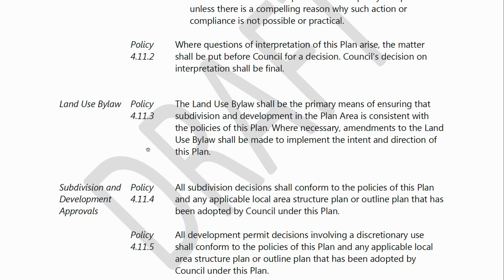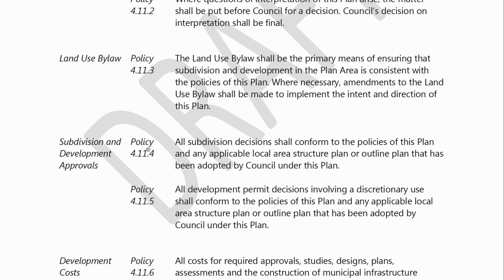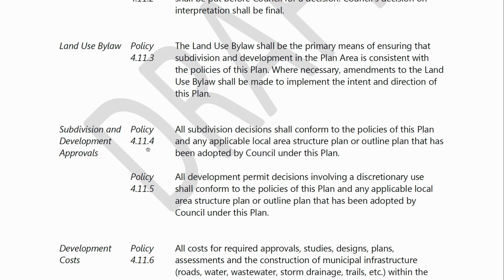The next is subdivision and development approval policies are expected to follow this area structure plan. They're also expected to follow all plans that are above this plan, including the county's municipal development plan and the Buffalo Lake intermunicipal development plan, and be consistent. So the idea is that the policy directions flow all the way through down to the decision to allow the development to go ahead.